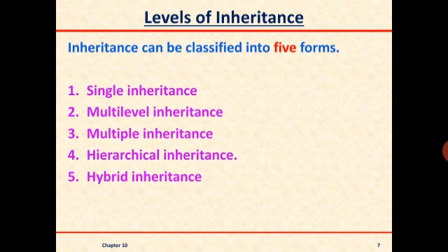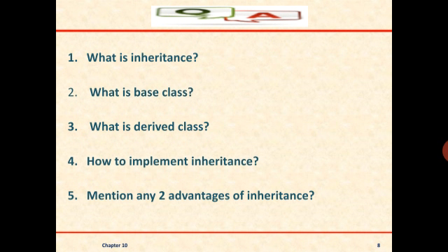So let us recall what we have learnt in today's class with a few questions. First question: what is inheritance? Inheritance can be defined as the capability of one class to inherit properties from another class. Base class means what? It is a class whose properties are inherited by another class. What is the other name of the base class? It is also known as superclass. Similarly, derived class is a class that inherits properties from a base class. It is also known as subclass.